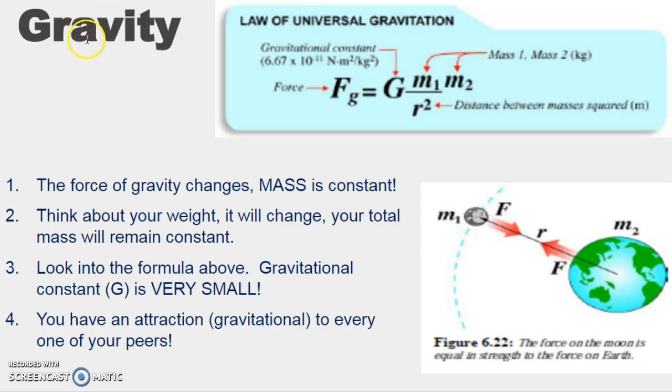I want to make sure we understand why an object is able to orbit, and it's because of gravity. The universal law of gravitation, and you can pause this to write this down: the force of gravity is equal to G. This is a really teeny tiny constant, the gravitational constant. It's 6.67 times 10 to the negative 11th, with a really funky unit of measurement, a Newton meter squared per kilogram squared.